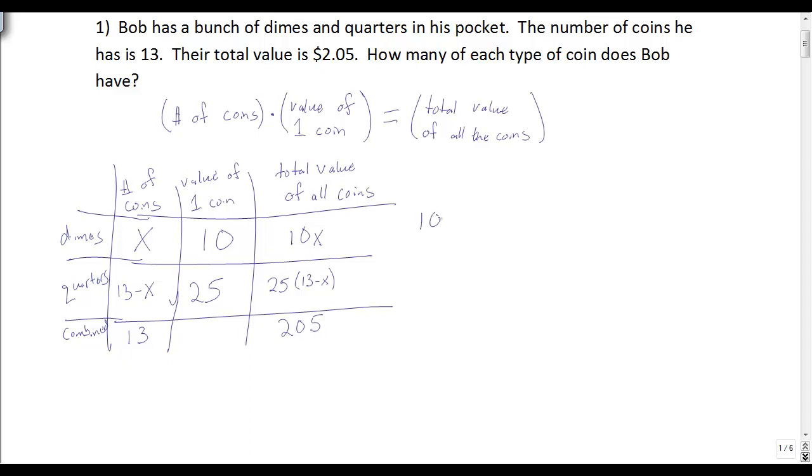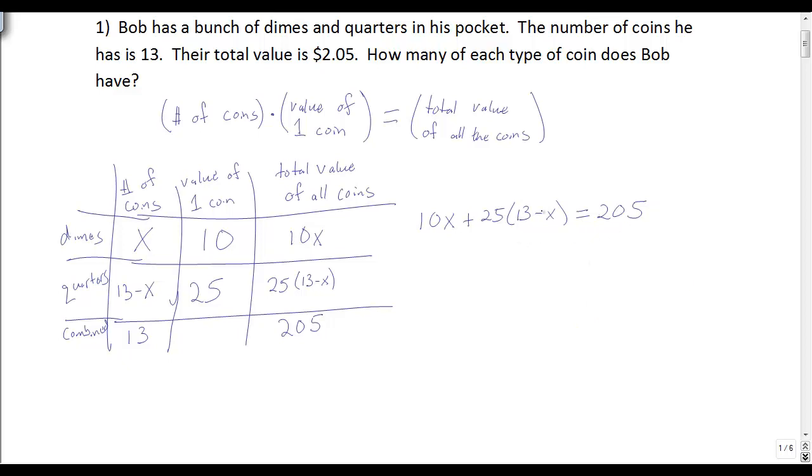That equation is 10x plus 25 times 13 minus x, and that equals 205. And now you solve this for x. The idea here is we don't have to think about where any of this came from at all. As long as we have some sort of note of what x is, this is the number of dimes, we can get x equals something and then go back and interpret the result. So now we need to solve this equation.